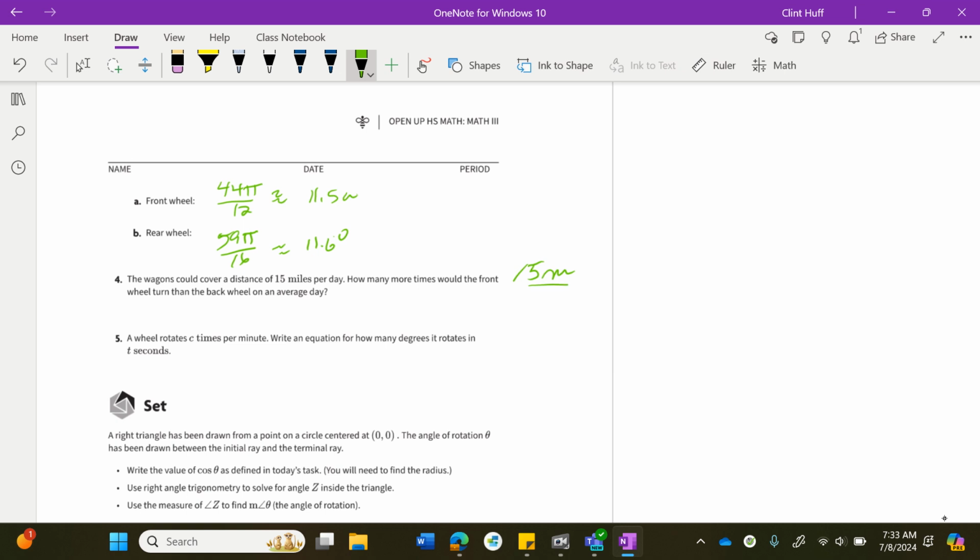We have 15 miles per 1 day. And then we have 5,280 feet in 1 mile. And we're going to cover 12 inches. I'm going to get this into inches. 12 inches per 1 foot. So that gives me 950,400 inches per 1 day.